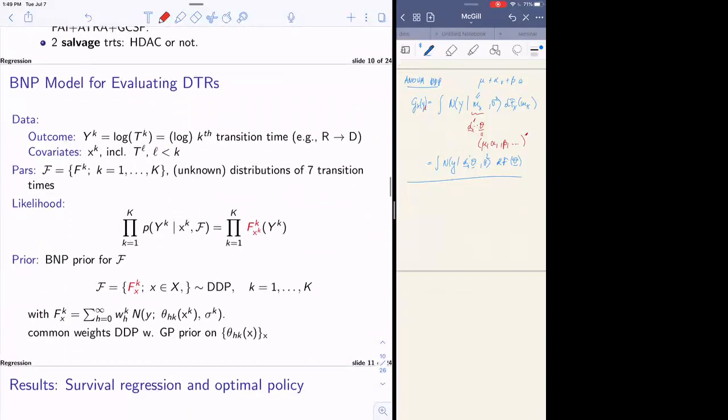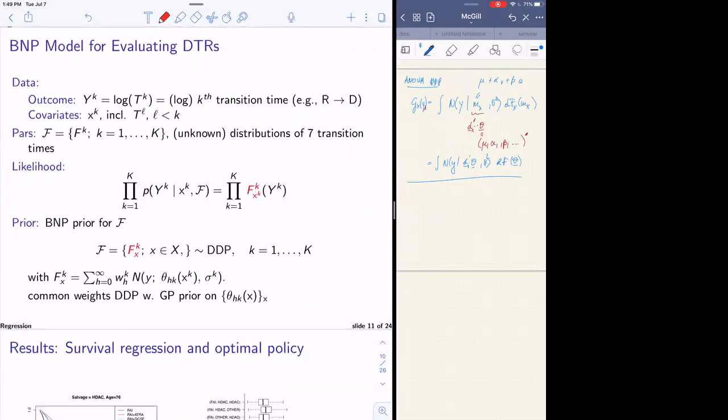And here's the same thing, just more formally stated. See T sub k, these are the 7 transition times in the initial flow chart. There's one minor problem. We'll use our ANOVA DDP with a Gaussian kernel, so that it has support on the full real line, whereas event times like transition times obviously have to be non-negative. So we just use a log transformation. We actually model the log transition times.